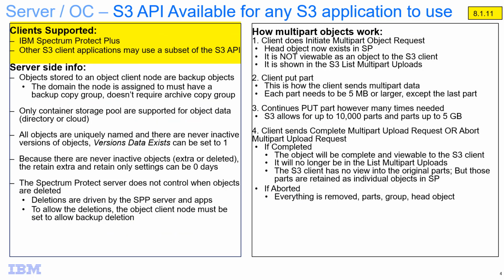So the clients that we support are obviously IBM Spectrum Protect Plus, and then any other S3 client application that uses the subset of the S3 API that we support. On the Spectrum Protect server side, the objects are going to be stored to an object client node that you're going to have to define, and those are stored inside of the Spectrum Protect server as backup objects. We don't support archive objects or space management. So the domain that the node is going to be assigned to must have a backup copy group, but it doesn't require an archive or HSM copy group.